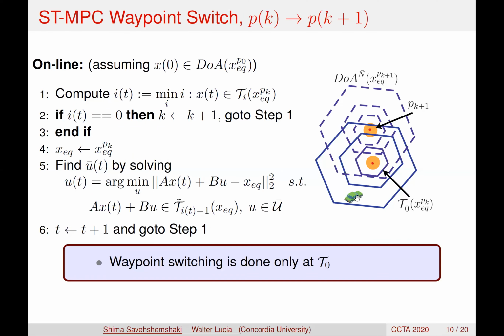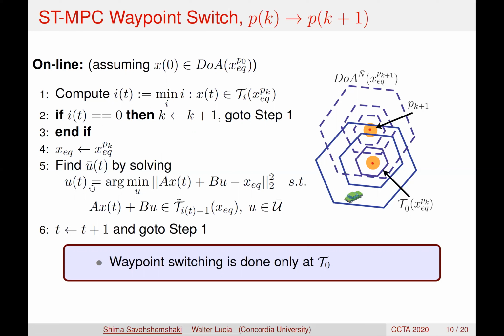In the online phase, we use the Set-Theoretic MPC to switch between waypoints. In this phase, first we should find the minimum set that the EUV belongs to, because we need the one that is closer to the RCI region. Then we check if it is in the RCI region, so it can switch its waypoint, and we need to set the next waypoint as a new equilibrium point.